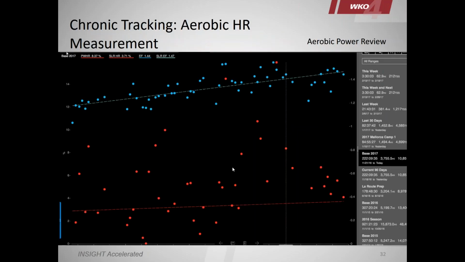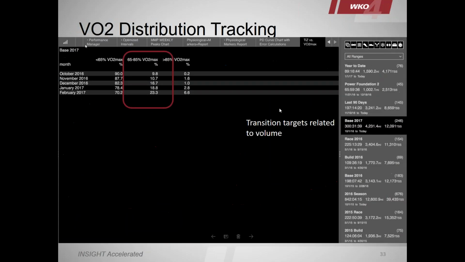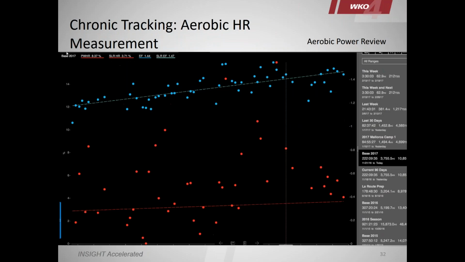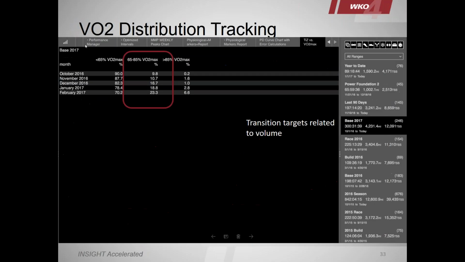Somebody asked me a question, I kind of missed it. What's the name of this chart? It's called Aerobic Power Review. Sorry, I should have pointed that out. I forgot I cut off the name. Aerobic Power Review. They should all be listed as new if you sync your WKO4.